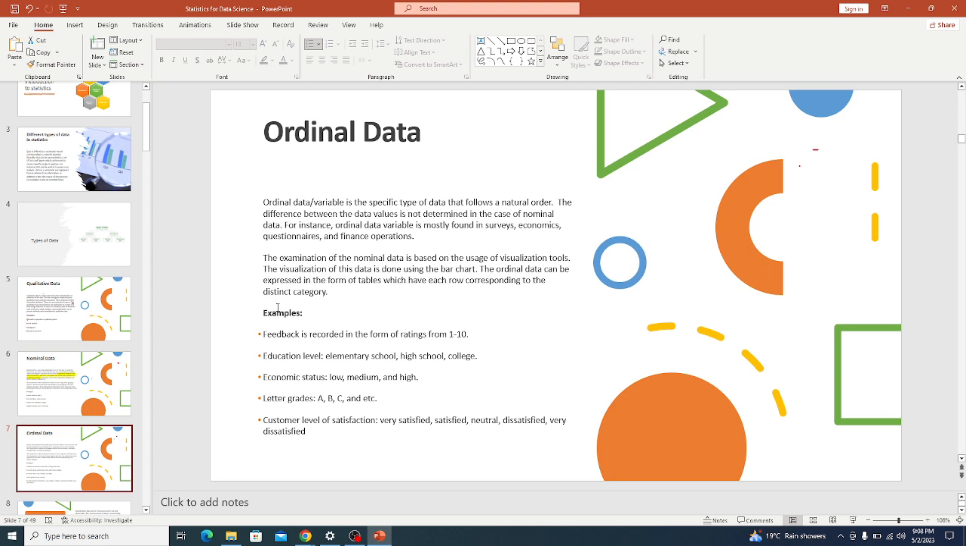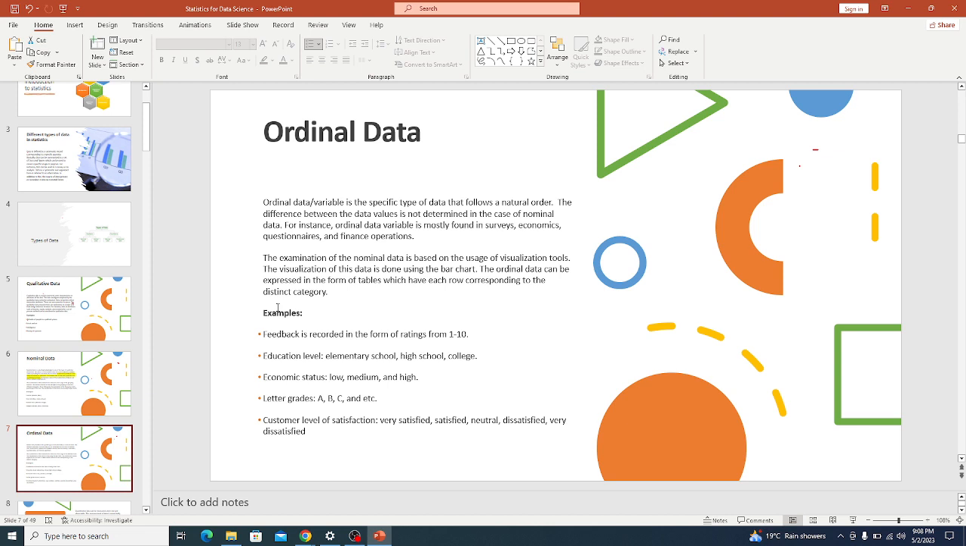Okay, let's now proceed to ordinal data. Under ordinal data, we said for nominal there is no order, there is no measure. You cannot order and you cannot measure. But now in ordinal, you can order, or basically it follows a natural order. Let's do a deep dive and see what it means with ordinal data. Ordinal data is a specific type of data that follows a natural order.